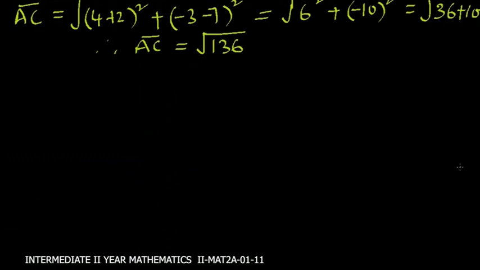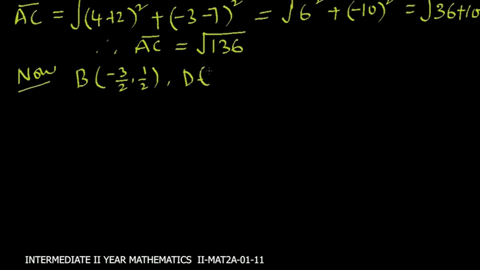Now let us find the other diagonal, which is BD. Take the points B and D. B is (-3/2, 1/2) and D is (7/2, 7/2).